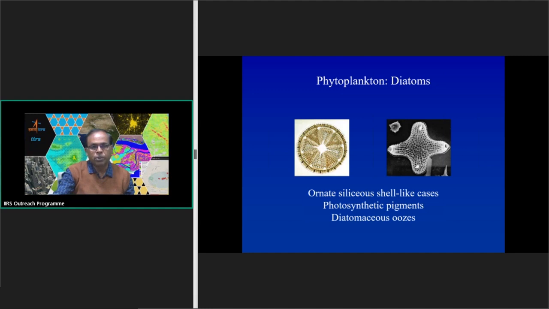The diatoms consist of ornate siliceous cell-like cases, and the photosynthetic pigments are also present there. They live for around 24 hours. After that, they die, and it will become a dead weight in the ocean, and slowly they will sink to the ocean bottom and form diatomaceous ooze.